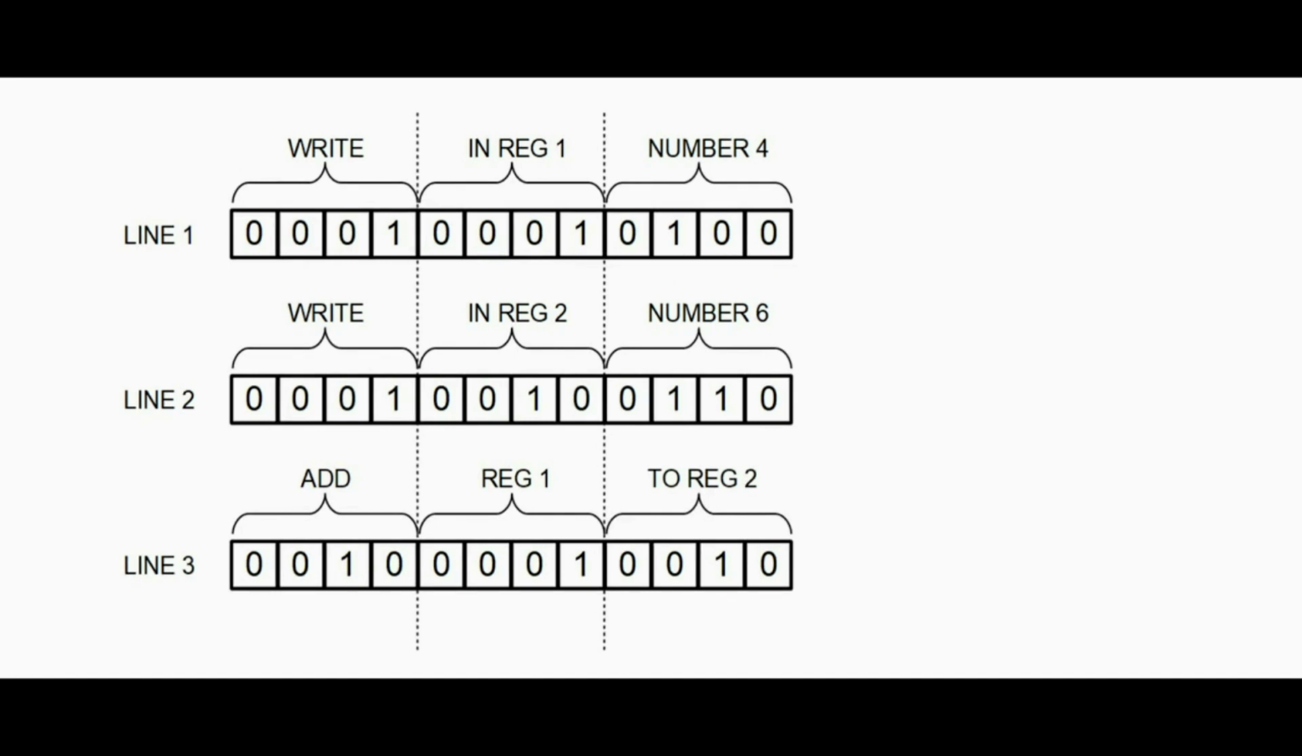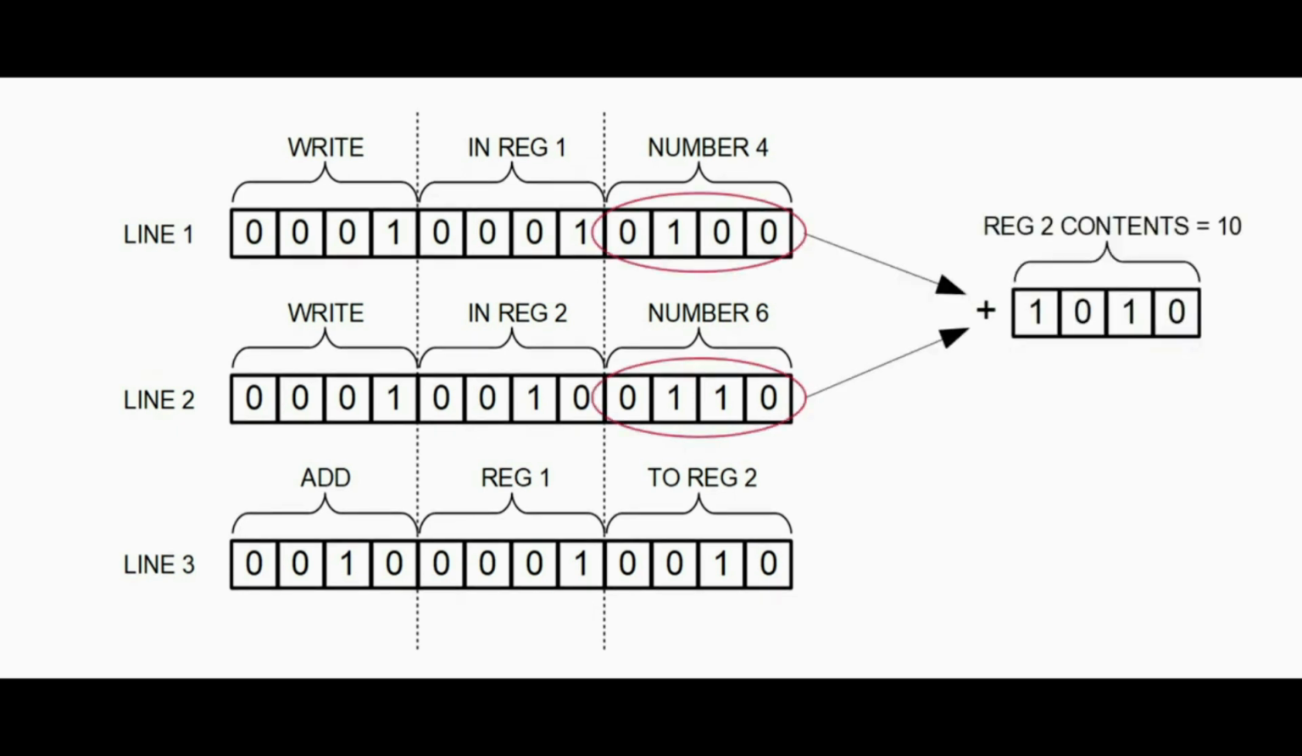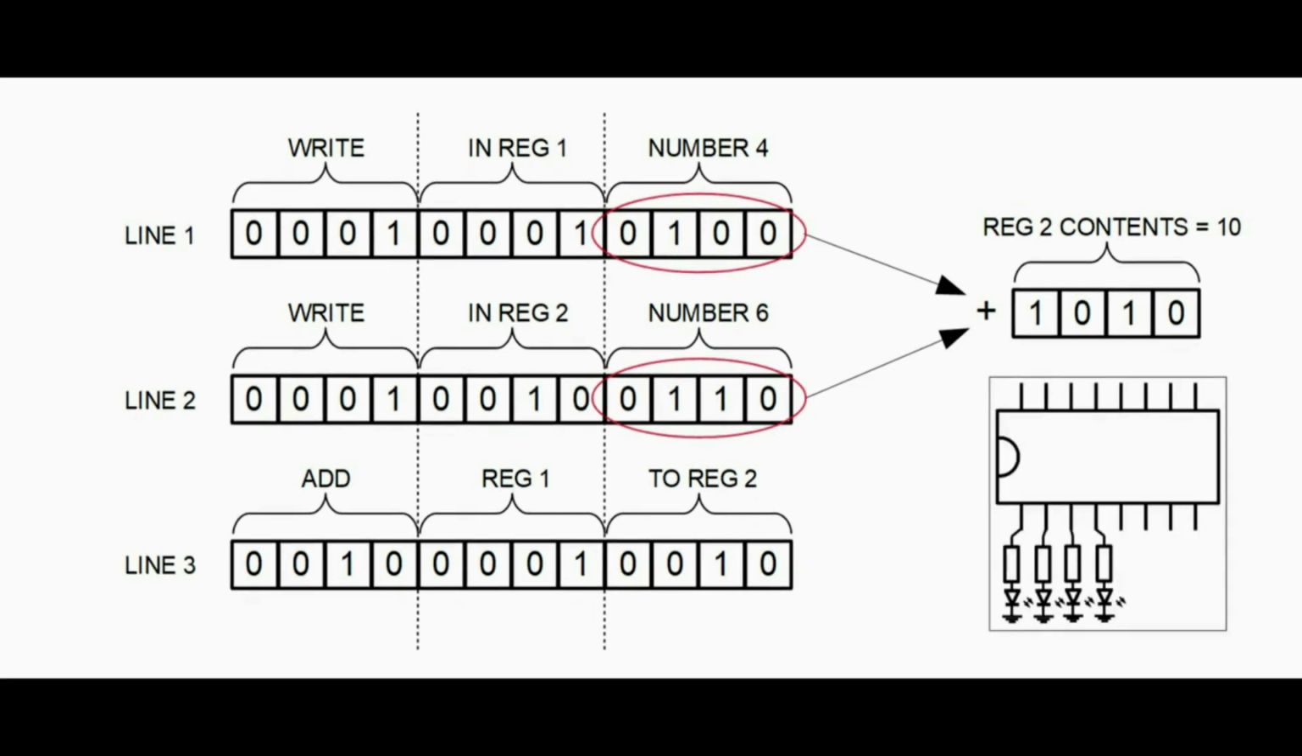So what we get as a result after executing these 3 lines of code is the sum of number 4 and number 6 in the second register, and that would be number 10. If we convert 1010 from binary to decimal, it would be number 10. Now, if we wanted to, for example, we could display the result using LED lights that are connected to the microcontroller. Of course, as I said before, this is not an actual program, but an approximate example of how these lines of code are executed by a microcontroller.